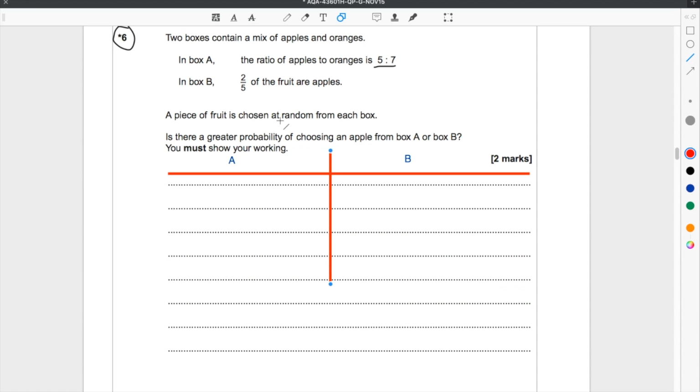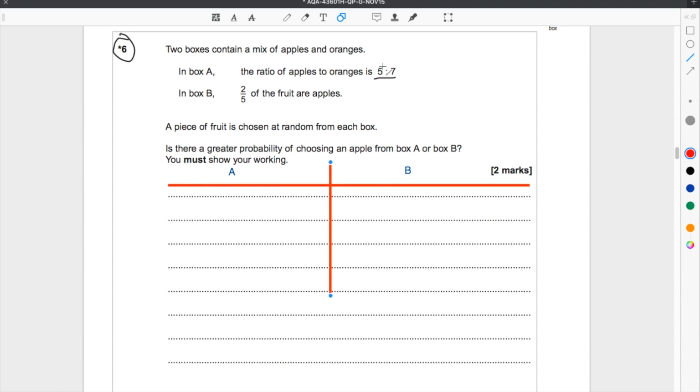So with box A, the ratio of apples to oranges is 5 to 7. So in other words, the total of the fraction is 5 plus 7, which is 12. So it's out of 12. And 5 are apples and 7 are oranges. So we have a probability of 5 out of 12 in box A. In box B, 2 out of 5 of the fruit are apples. So the probability in box B is simply 2 out of 5.